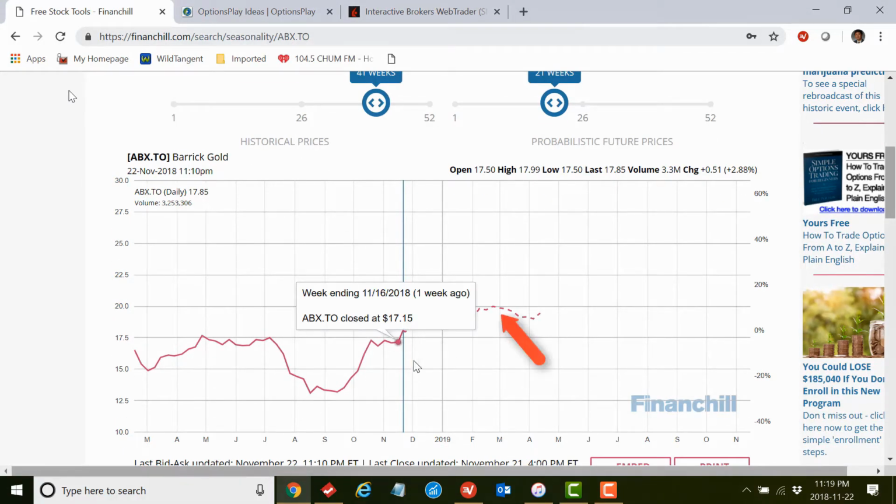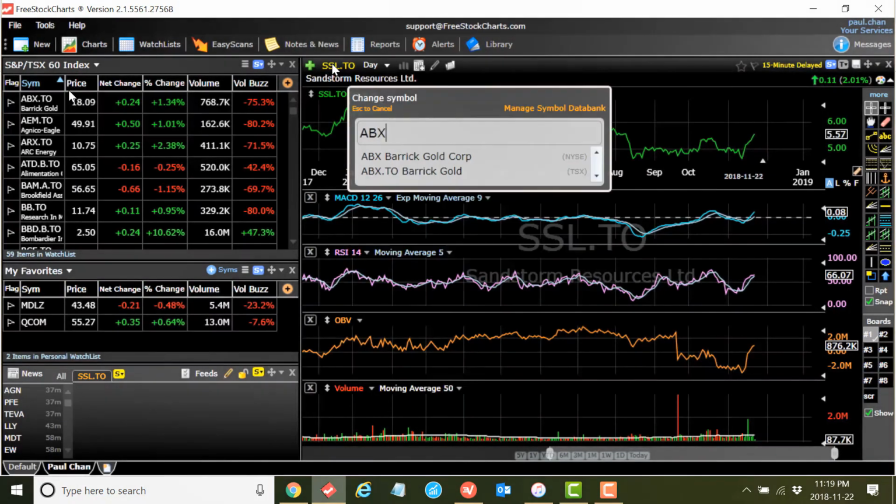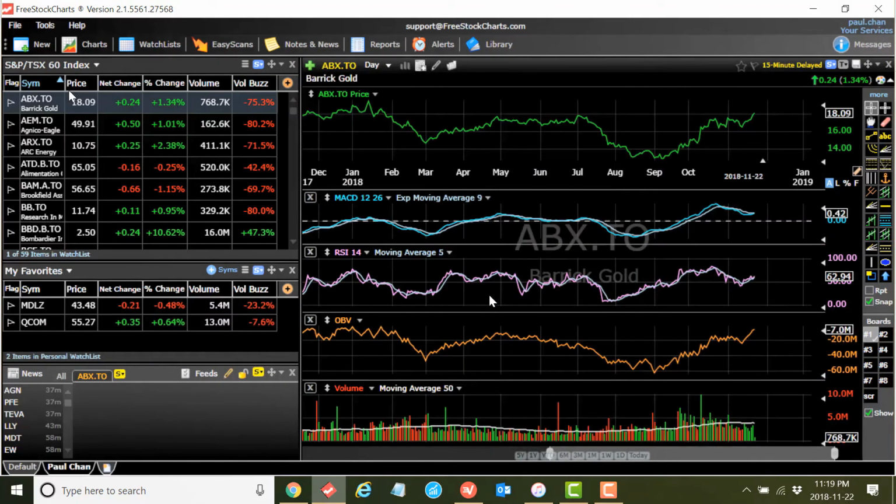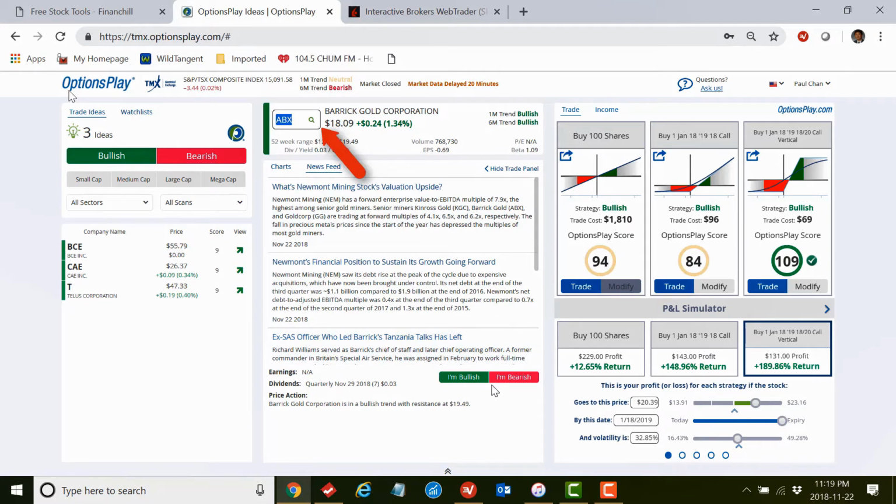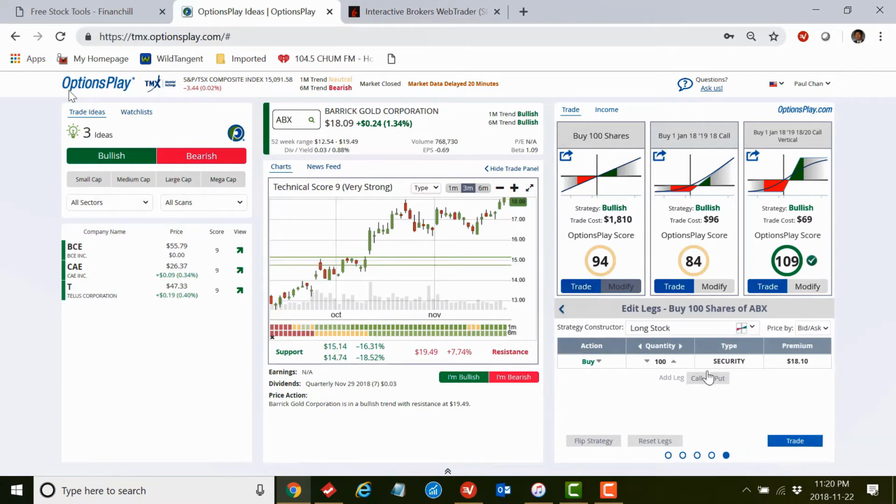Here's a second example we picked for you today, Barrick Gold. And again, Barrick Gold has been rising. MACD is starting to cross again. RSI showing good demand, and again, some nice volume from institutions. In the news feeds, built right into options play, helps validate our fundamental analysis.